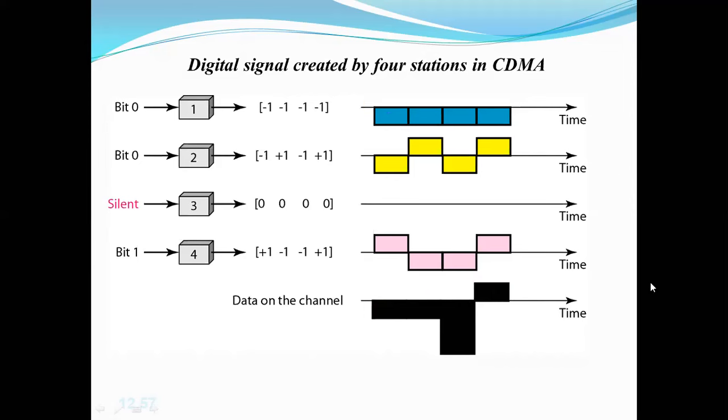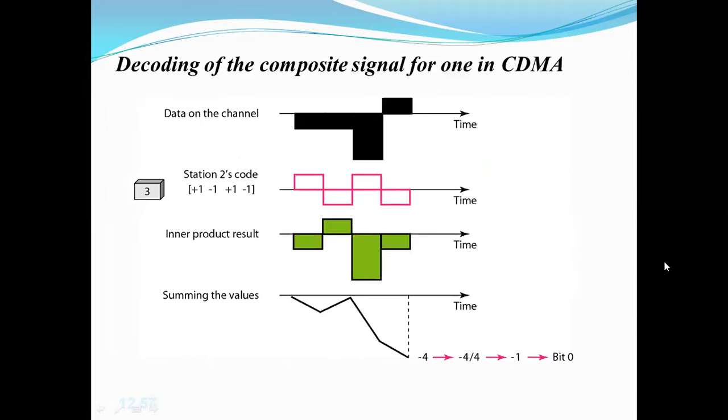Of course, similarly, it applies to the composite signal also. A composite signal is more than one signal. Data on the channel is represented like this. Suppose station 3 wants to hear station 2, you need to multiply with the station 2 code here. Then whatever the result of the inner product is, you can represent it like this.